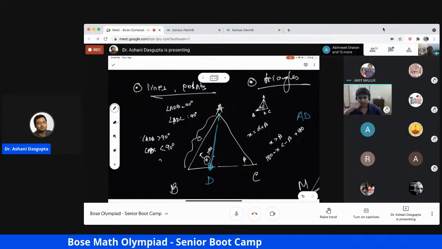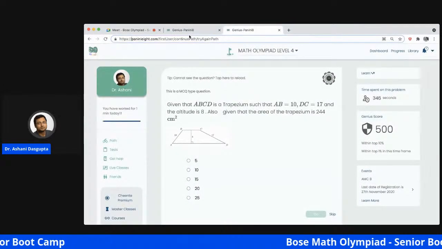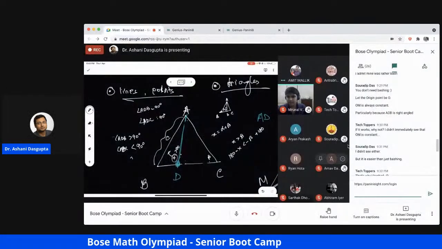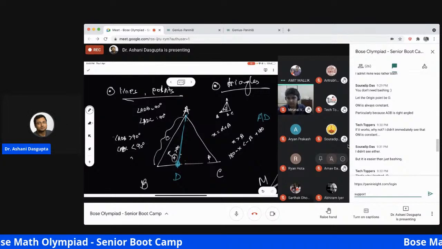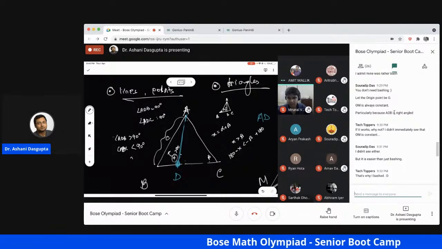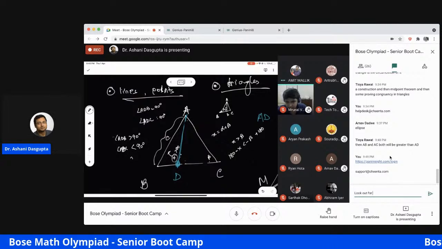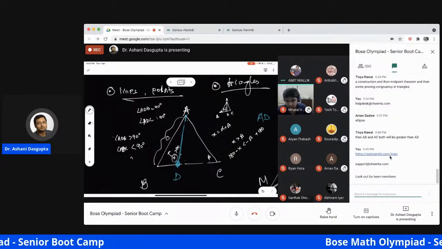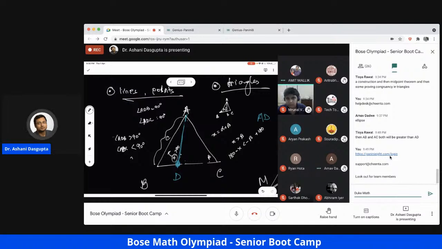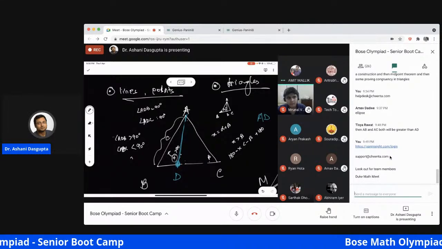Remember to do three things. First, check out the Panini 8, the Genius app, because you would want to practice problems. Ask Cheenta support for access if you don't have it already for the next 2 weeks. They will give you free access to this as a first thing. The second thing is look out for team members and try to understand Duke Math Meet and the philosophy behind the sport of Math Olympiad so that we can do it in the right way. And you can also suggest some things that we can do.